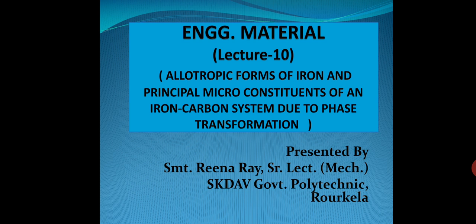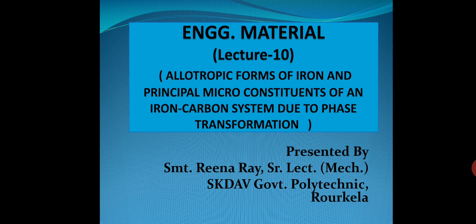In the last video, we discussed the iron carbon system. Iron carbon is nothing but an alloy of iron. The iron carbon system is very important because of its utility in the engineering field. We all know that steel and cast iron are the major materials for the construction of all structures. So in this video we will discuss the allotropic forms of iron.